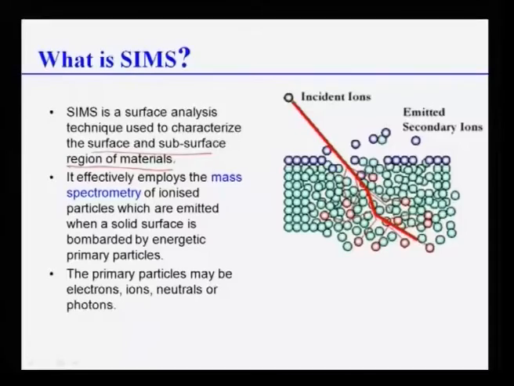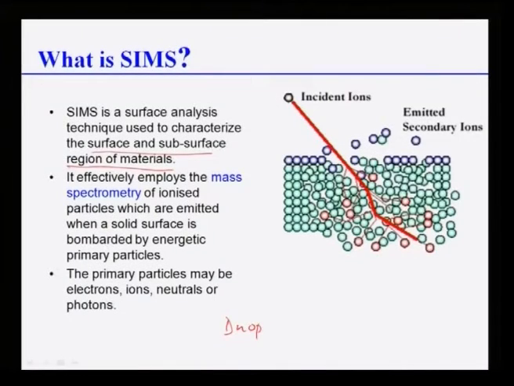Primary particles are mostly ions, but they can also be protons, neutral particles, or charged particles. They invade the sample surface and create the secondary ions. Now, in SIMS, the primary ion sources are created by an instrument called the duoplasmatron.